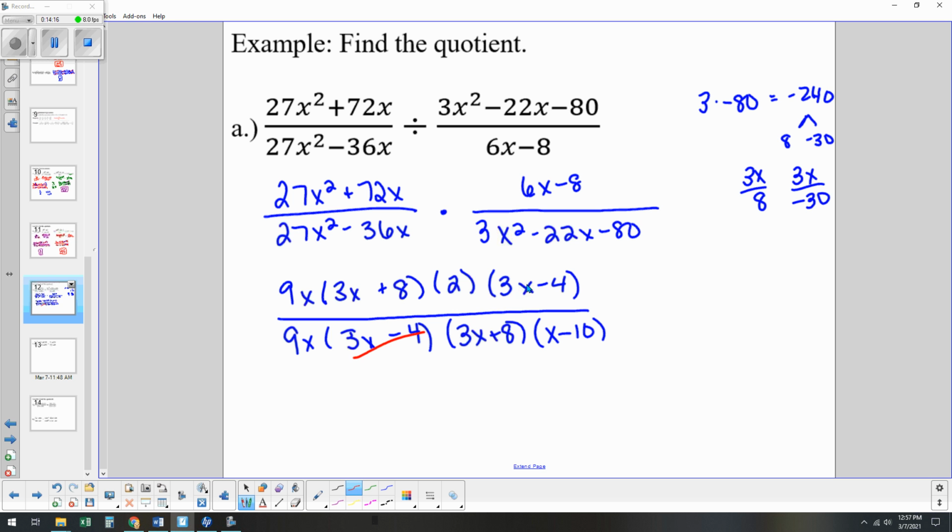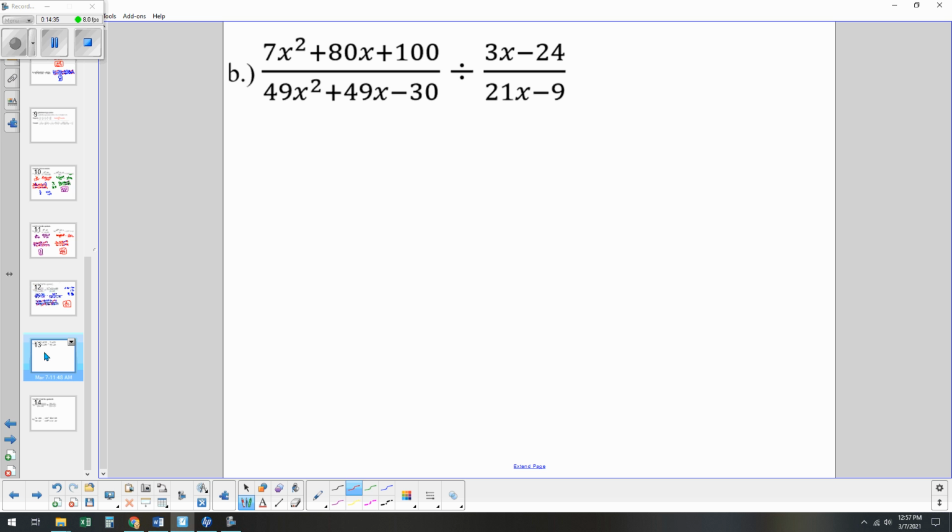So this 3x minus 4 cancels with this 3x minus 4. This 3x plus 8 cancels with this 3x plus 8. And this 9x cancels with this 9x. So I'm left with 2 over x minus 10. One more together, and then you could try the last two.